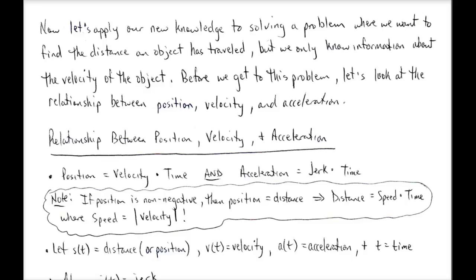So we want to note that if position is non-negative, then position equals distance. And that means distance is speed or rate times time, where speed is understood to be the absolute value of velocity. So velocity is speed in a direction. So that means when we say a velocity of negative 2 meters per second, then we could be talking about an object falling down or moving to the left, or whatever negative actually means.